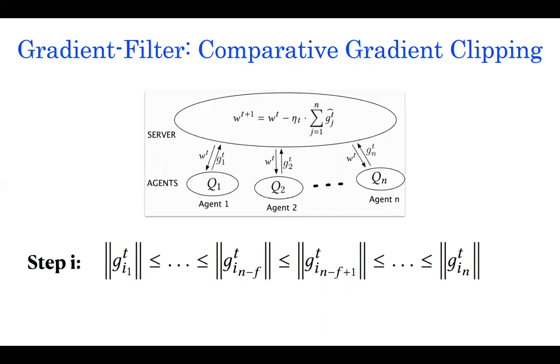Now, our proposed gradient filter, we call it comparative gradient clipping, depends on filtering based on the Euclidean norms of the gradients, which, in common language, is the magnitude of these gradients. So step one, as shown here, is that the server receives all the gradients from the agents, takes the norm of those gradients, and sorts these gradients according to their Euclidean norms. So I1, as shown here, is the agent that sends the smallest gradient. IN is the agent that sends the largest gradient.